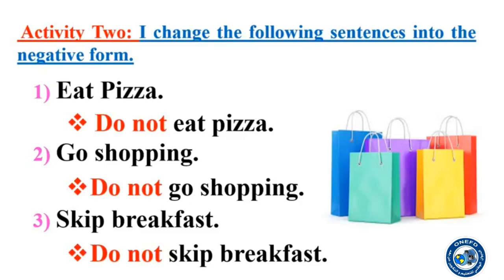So, as you can see, eat pizza, do not eat pizza. Affirmative to negative. We add the expression do not before the verb. Go shopping, do not go shopping. So, affirmative into negative, we just put the expression do not. The same with sentence number 3, skip breakfast. We add the expression do not, so we say do not skip breakfast.